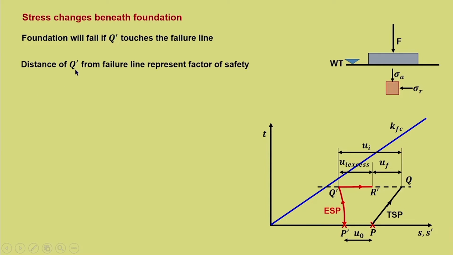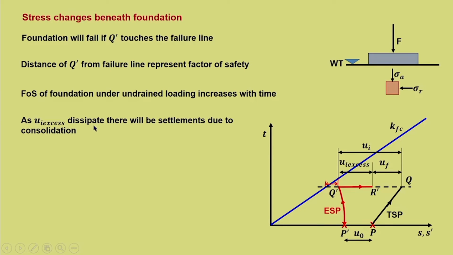So, the distance of Q dash from the failure line, this distance represents the factor of safety, that is it gives the margin by which this foundation is safe. So, the factor of safety of the foundation under undrained loading increases with time, as you can see here. This distance goes on increasing. So, it is moving away, and hence the factor of safety increases with time.